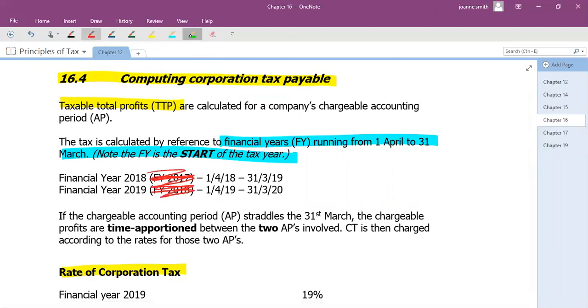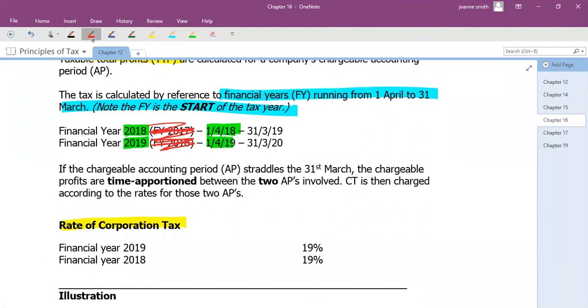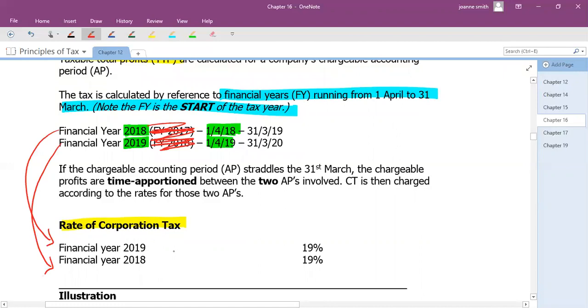So your financial year 18 runs from the 1st of April, which is when it starts, to 31st of March, and the financial year 19 runs from the 1st of April 19, which is when it starts. So you always apply the rate that's in force for that financial year, right? And what I've just pointed out is it hasn't changed, so we don't really care.